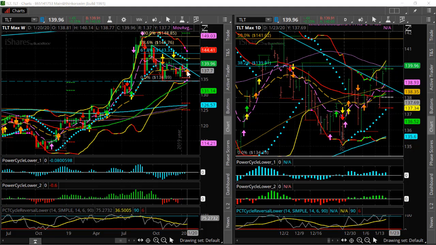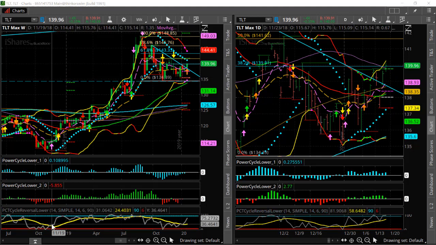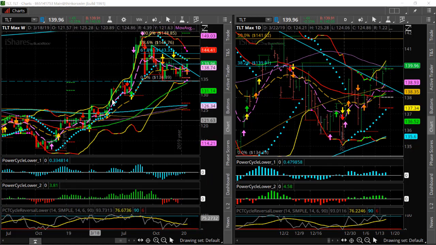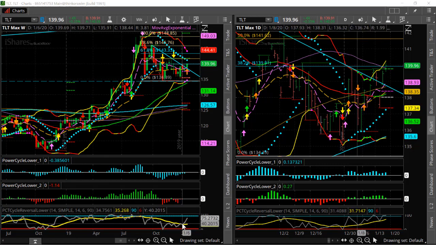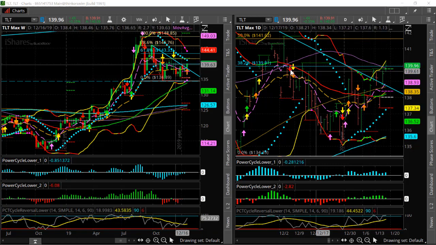Now, the other thing to notice is that if you look back here, the last time we had this cross, this is what we call a reversal signal. This was back in November of 2018. So we came from a very oversold situation, and we had the reversal, and then a really good trend to the upside. So we just got the reversal here on the weekly, and this has potential for more movement to the upside.